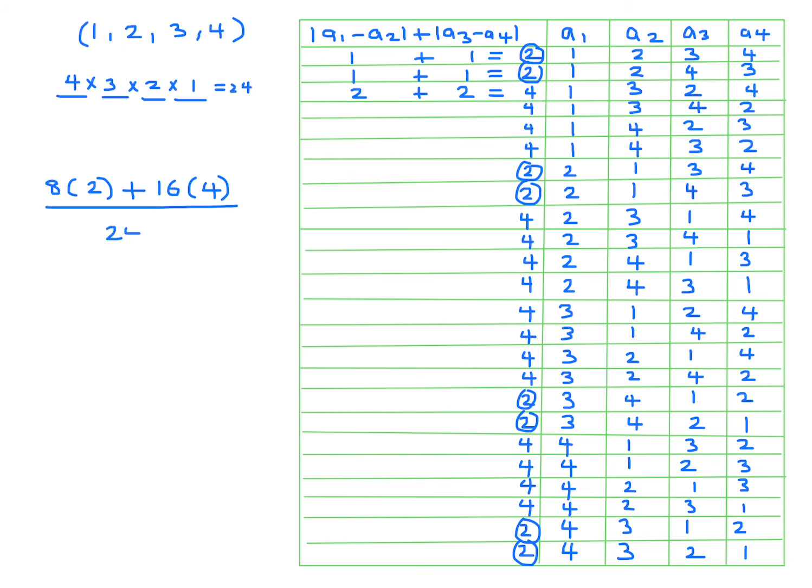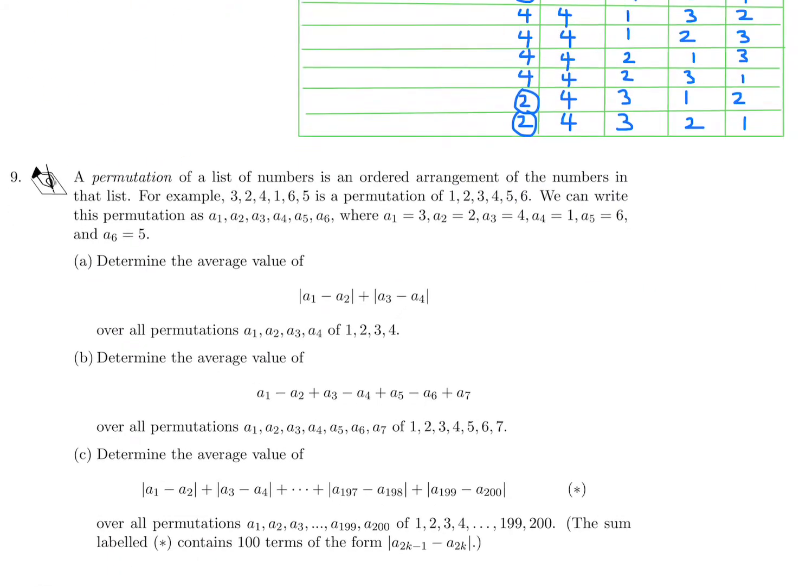And I've got to divide by 24. So that's 16 plus 64 over 24. And that is 80 over 24. Divide top and bottom by 8. And I get 10 over 3. So there we go. That is what they're asking for.